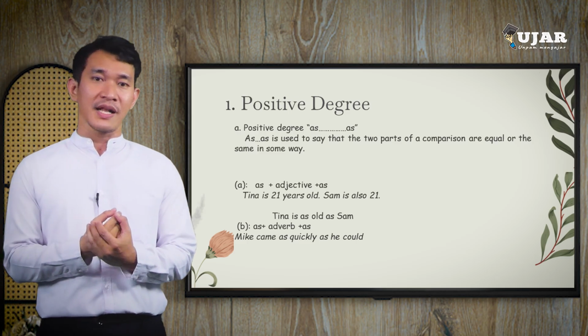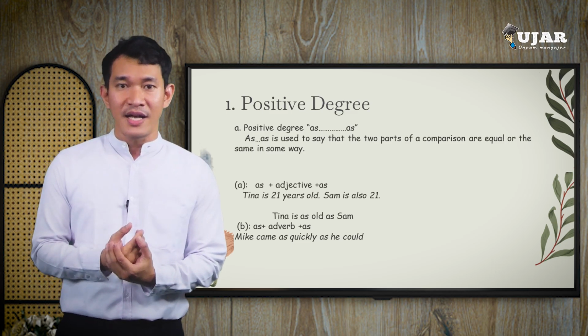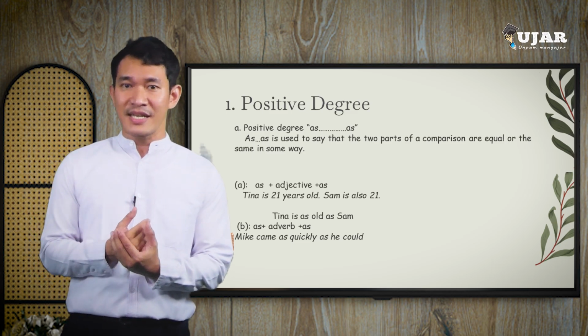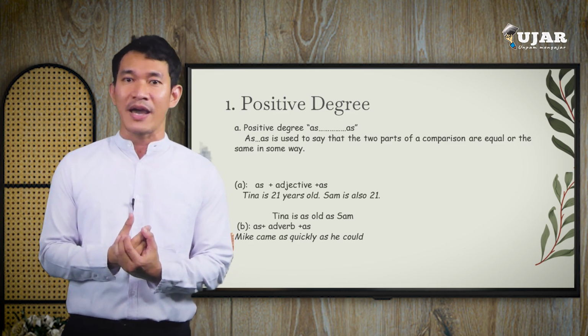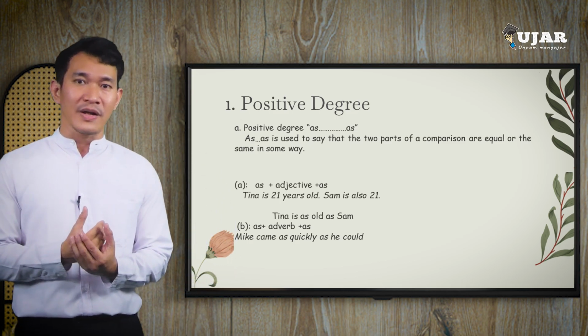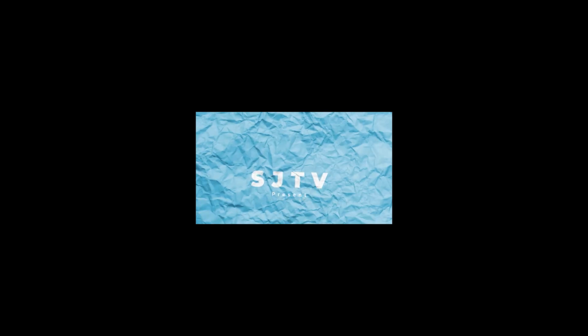Examples of positive degree sentences for adverbs. The actor acts the scene as sorrowfully as possible. I slept as easily as how I fainted. Tiara walked as lazily as my grandma.